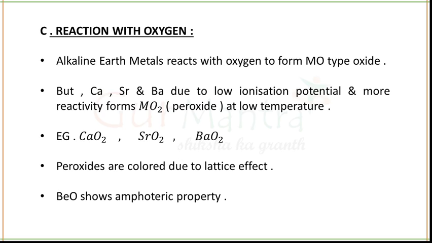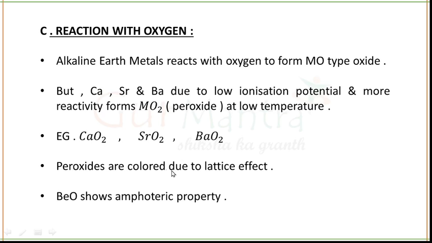Next is reaction with oxygen. Alkaline earth metals react with O2 to form MO type compounds, or MO type oxides. Here M is beryllium, magnesium, calcium, strontium or barium. But in the case of calcium, strontium and barium, due to the low ionization potential and more reactivity, they will form MO2 type compounds even at low temperature. Examples are CaO2, SrO2 and BaO2.